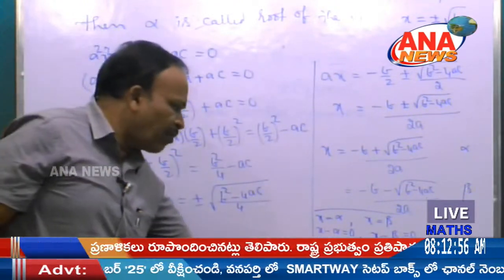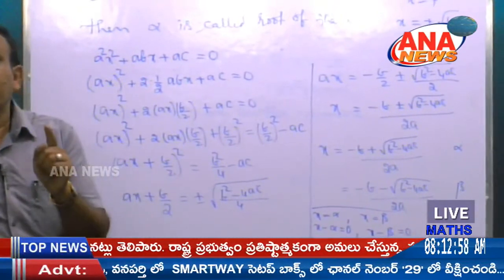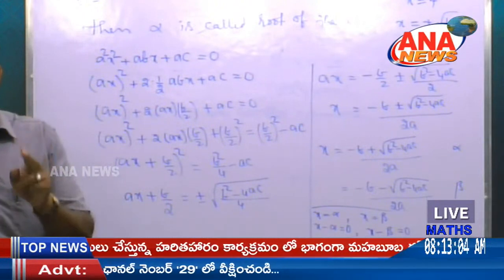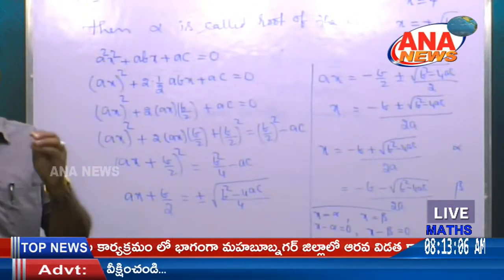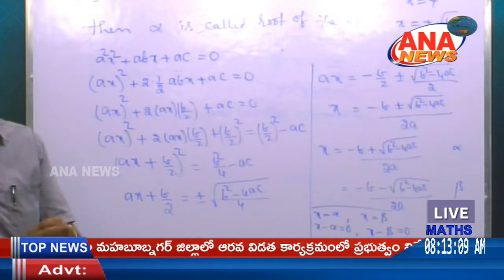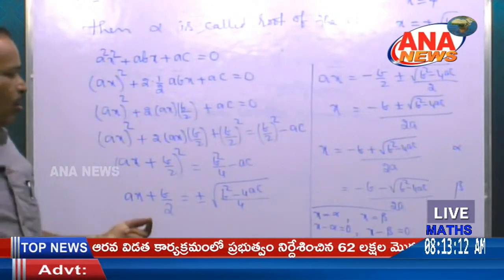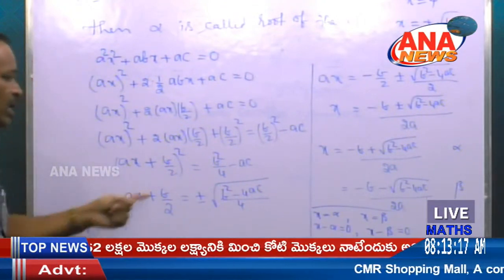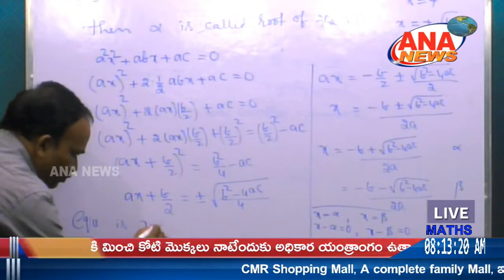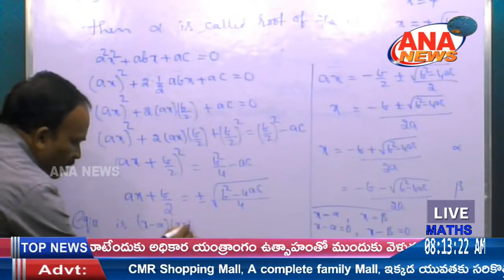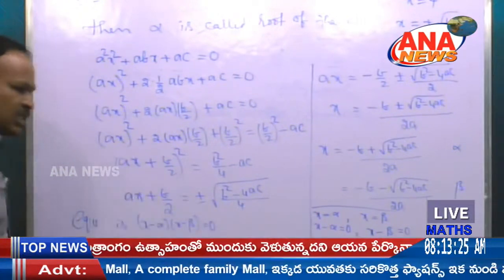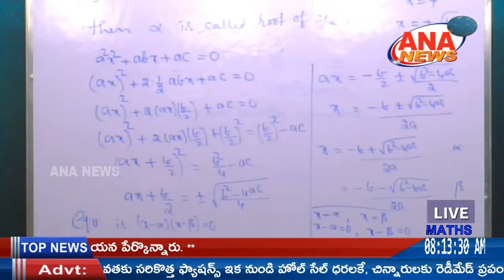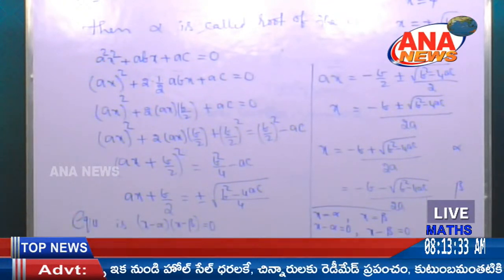Now x minus alpha is 0, that is one linear equation. x minus beta is equal to 0 is another linear equation. Two linear equations. The multiplication of those two linear equations is a quadratic equation. So the quadratic equation is what? x minus alpha into x minus beta is equal to 0. That is the quadratic equation whose roots are alpha, beta.